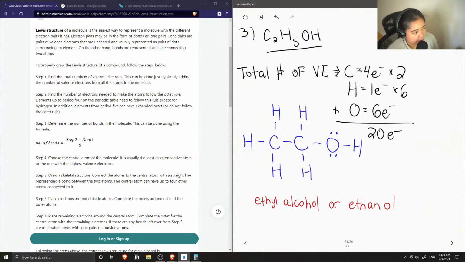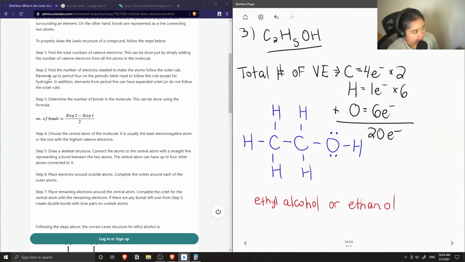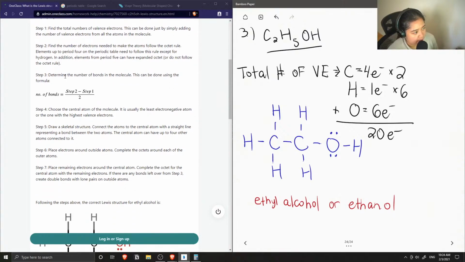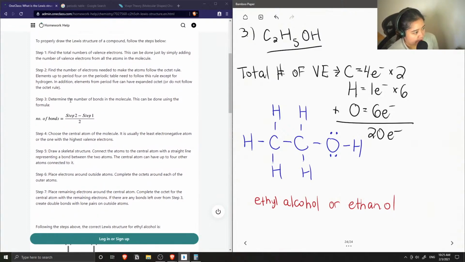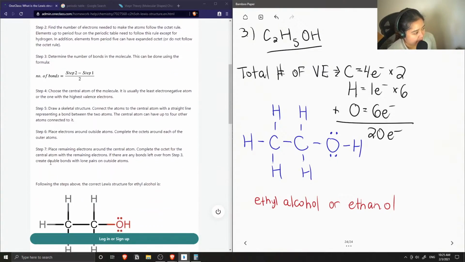Step 1, find the total number of valence electrons. This is done by adding all the valence electrons from the atoms. And step 2, we find the number of electrons needed to make the atoms follow the octet rule. Elements up to period 4 on the periodic table need to follow this rule except for hydrogen. In addition, elements from period 5 can have an expanded octet. Step 3 is to determine the number of bonds in the molecule. This can be done using the formula step 2 minus step 1 divided by 2.